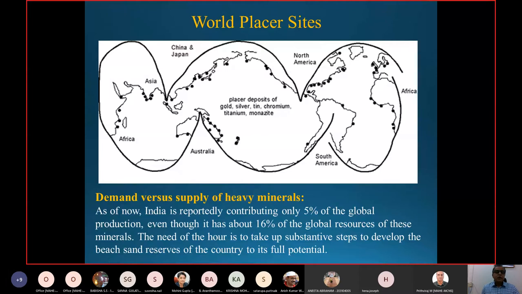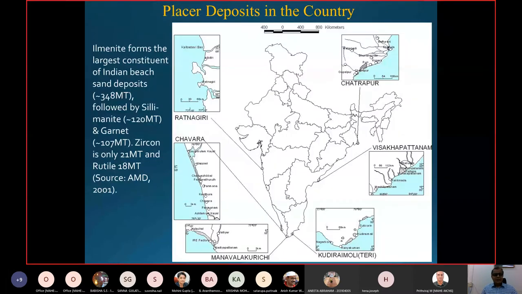Coming back to India, where all these deposits occur. On the west coast of India, you have Ratnagiri, which has a fairly good deposit, but it has not been exploited. Another, which I mentioned in Kerala, is the Chavara deposit, which is one of the famous deposits. Why is it famous? This ilmenite, FeTiO3, has a titanium percentage of almost 60% in the Chavara deposit. That is very significant. You don't get that quality of ilmenite in any other part of the deposits.